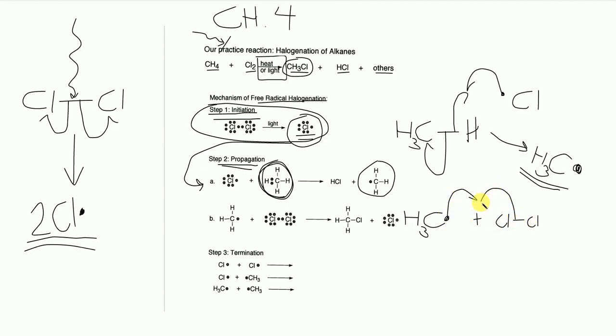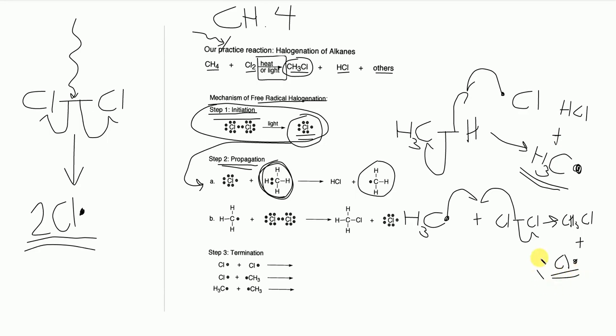And what's going to happen is I'm going to have this half reaction over here, and then I'm going to form another Cl radical. So what this is going to do, I'm going to form a CH3Cl, plus, and what also formed over here? I formed one of my side products over here. I formed HCl, the acid, and this forms another Cl radical.